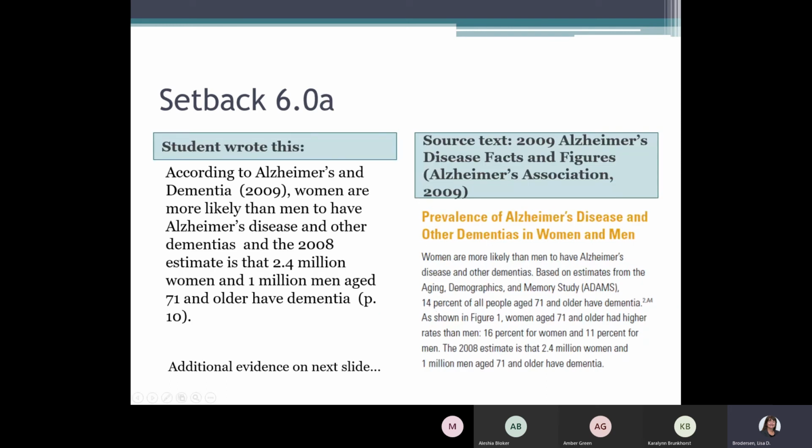And note that the student has credited some facts about Alzheimer's disease to an institutional author called Alzheimer's and Dementia, but the source text is actually the 2009 Alzheimer's Disease Facts and Figures, which was published by the Alzheimer's Association. Okay, so that's what the source is, but the student has made it sound like the author is Alzheimer's and Dementia.